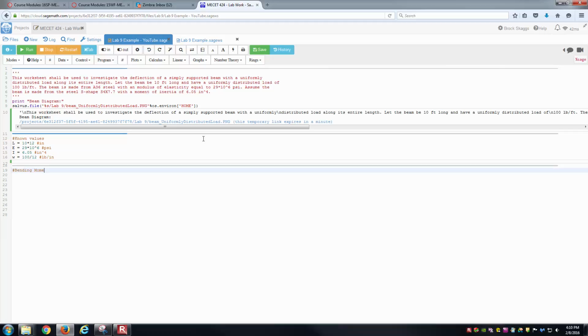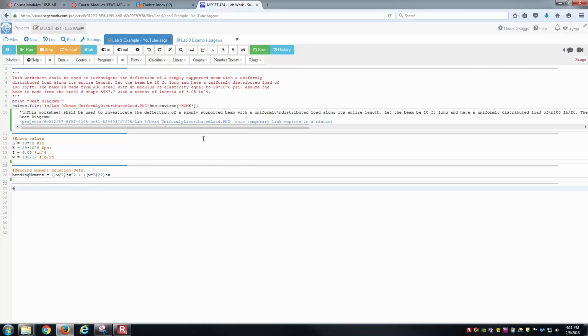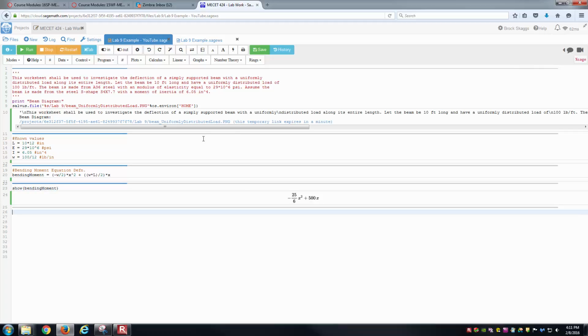We'll say bending moment equation definition. And so here I'll just call it bending moment to store this expression inside of a variable, and that through some statics is negative w over 2 times x squared plus w times L divided by 2. Now let's group these all together, and that's multiplied by x. There we are. Shift enter there, and I can say something like show bending moment, just to make sure, yes, it has the values there.